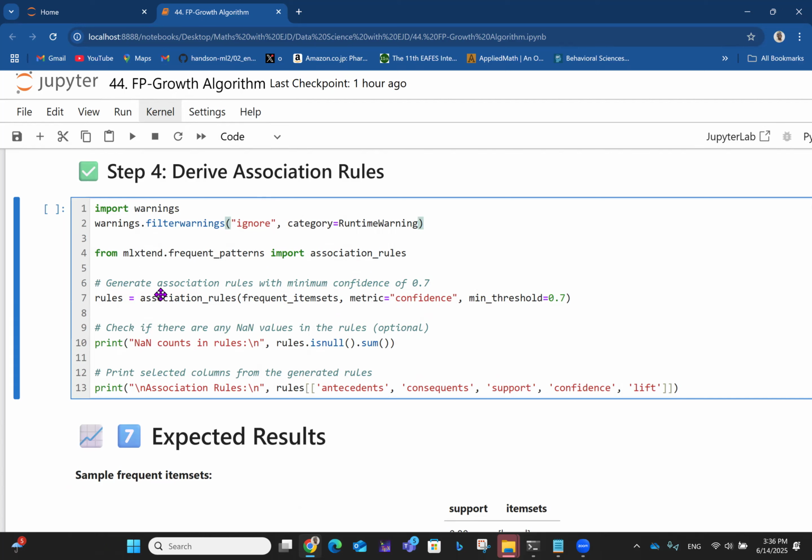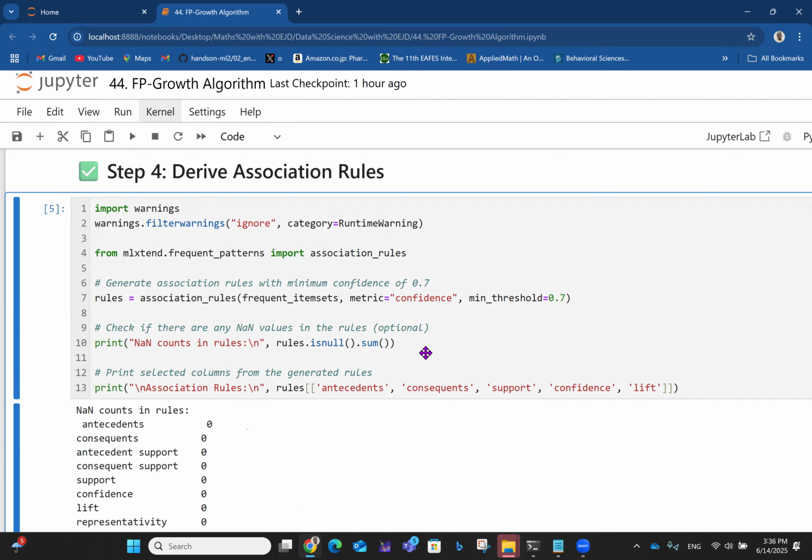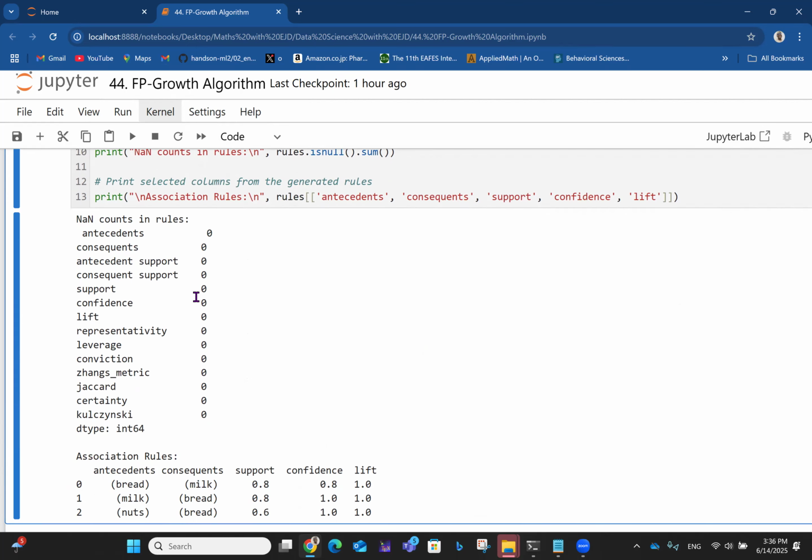So we go with this association rules, frequent item set, metric is confidence at a minimum of 0.7. Then you can check if there are any not available values in the rules, which is optional, and then you can print selected columns from the generated rule. So nothing is missing because they all have 0. Antecedent 0, consequence 0, antecedent support, consequence support. Everything is 0. So nothing is missing, right?